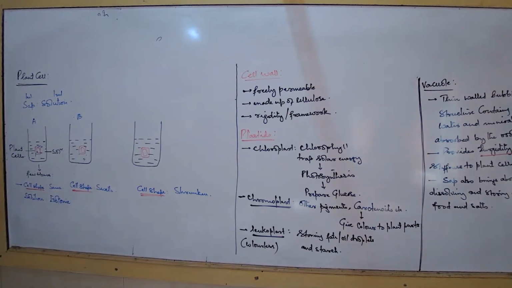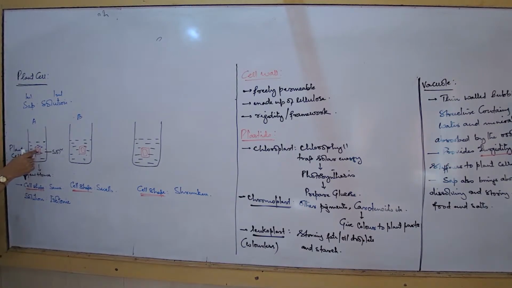And what is the definition of isotonic solution? A solution, now you are comparing. What are you comparing? Sap and solution. A solution which has the same concentration of solute as well as solvent. Solvent is the water. Both you have to write down in the definition. A solution which has same amount of solute and solvent as compared to sap.